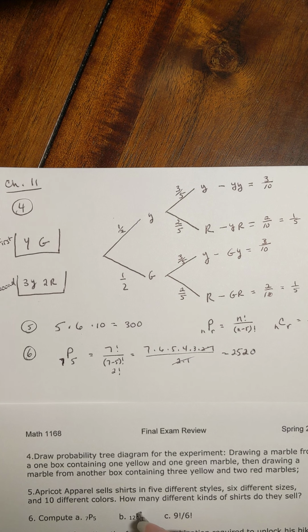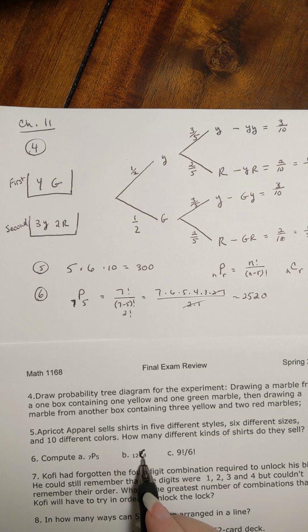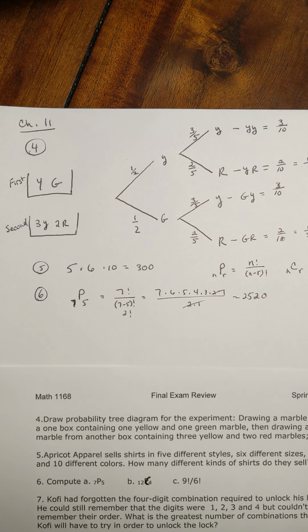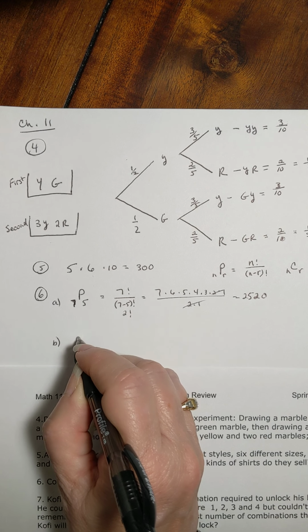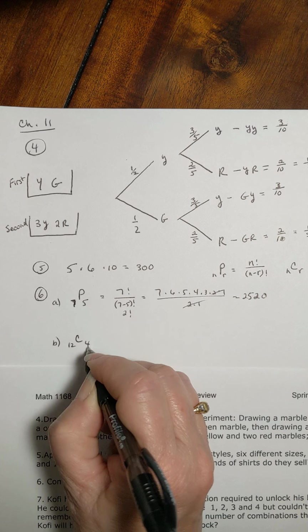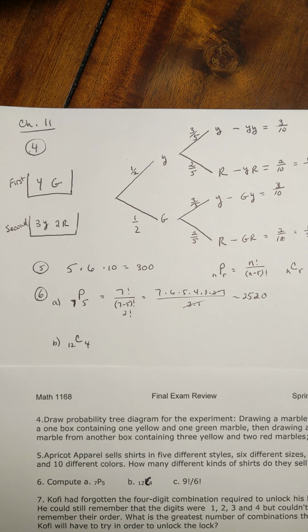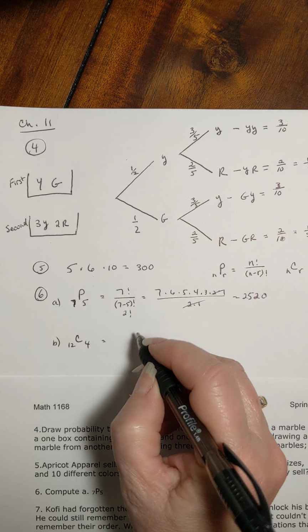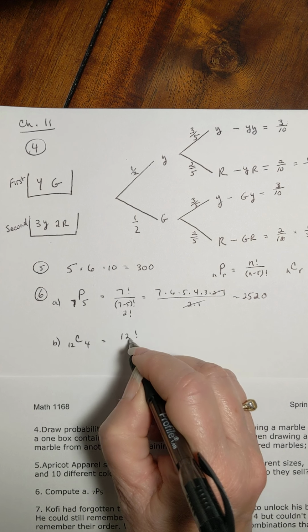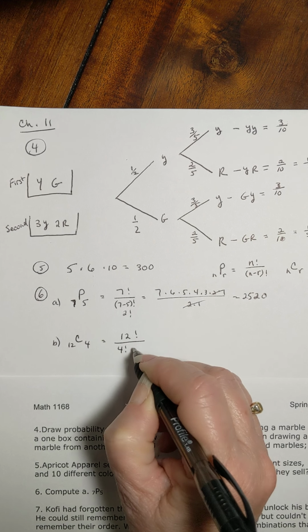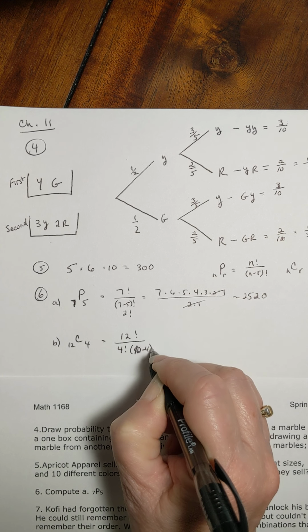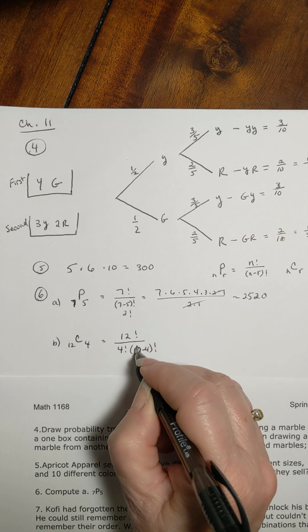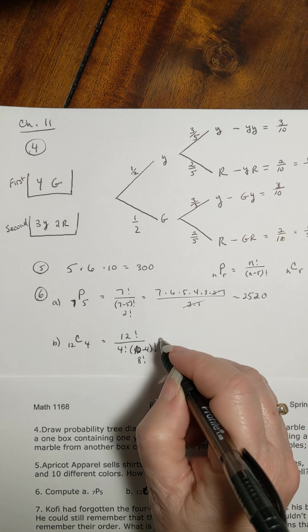And I'm sorry, this should be a C here. So this one says combinations of 12 choose 4. So this was part A. Part B, combinations of 12 choose 4. And so this is going to be 12 factorial over 4 factorial times 12 minus 4 factorial. So this would be 8 factorial.